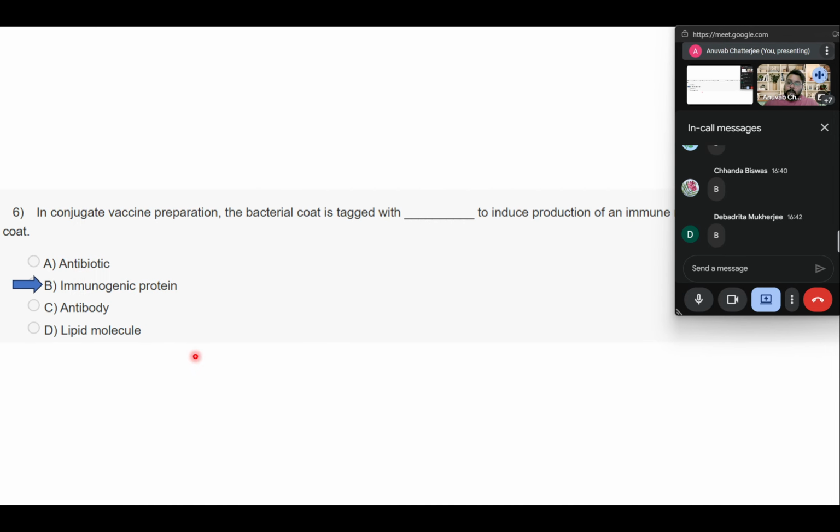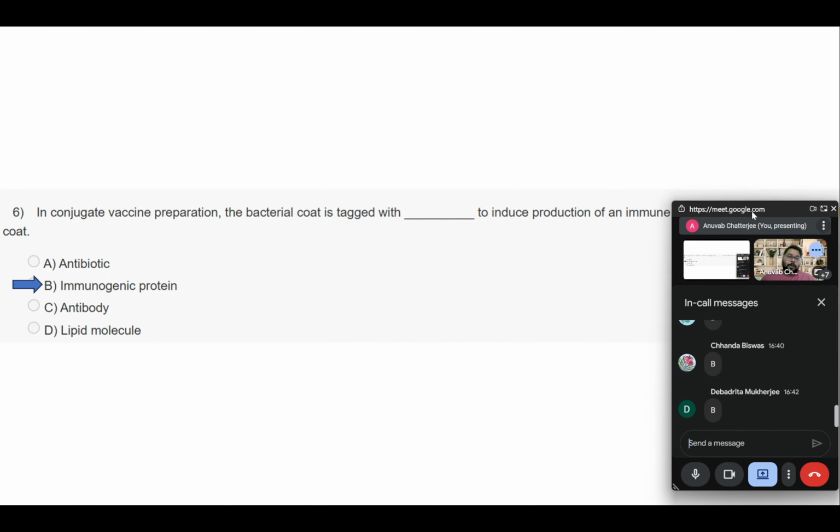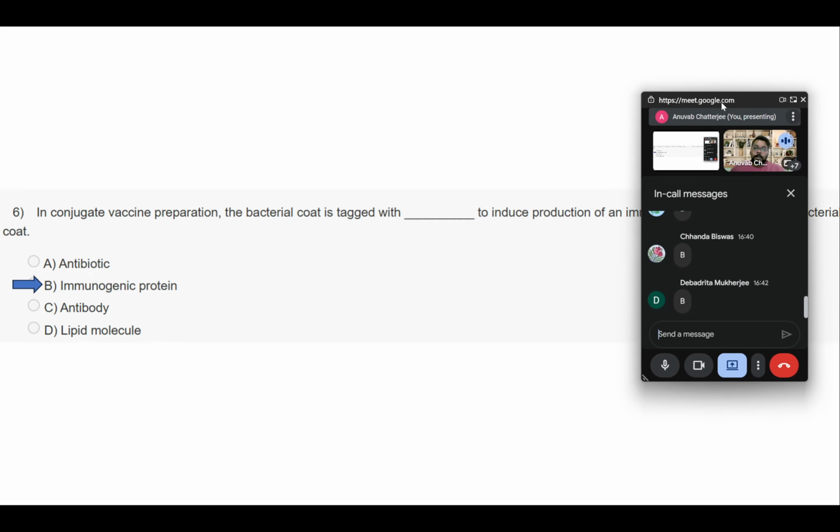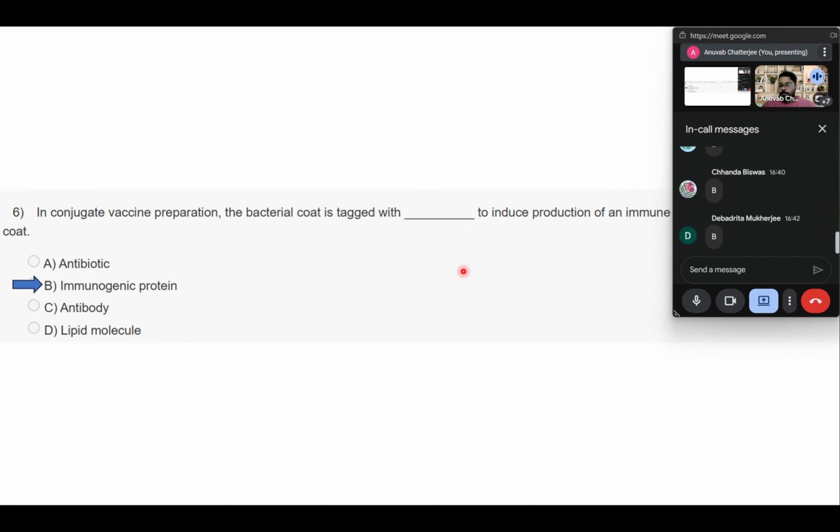So in conjugate vaccine preparation, the bacterial coat is tagged with a blank to induce the production of immune response against the bacterial coat. So the answer is immunogenic protein.